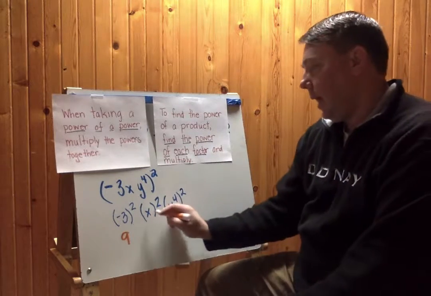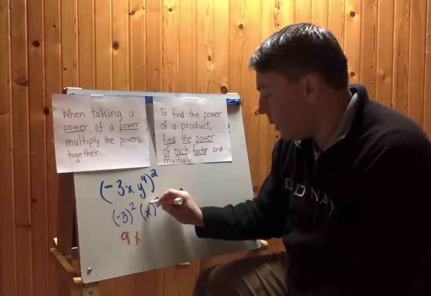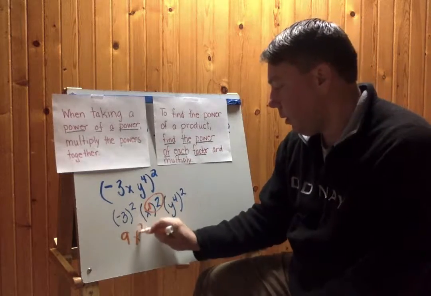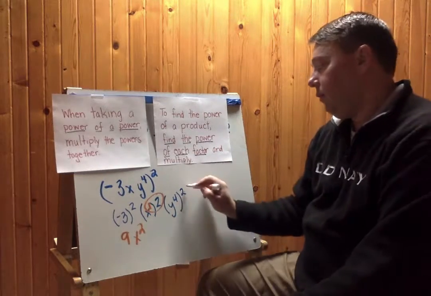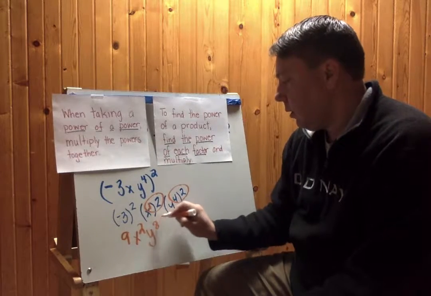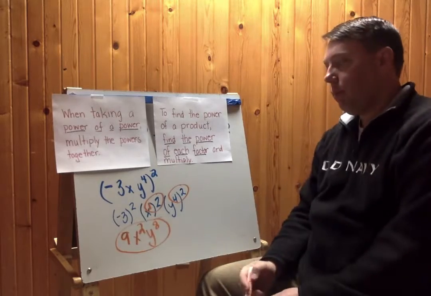Okay, and then x squared. If there's not an exponent, we've learned that it's a 1. So 1 times 2 is 2. And then 4 times 2 is going to give you 8. So your answer here is 9x squared y to the 8th.